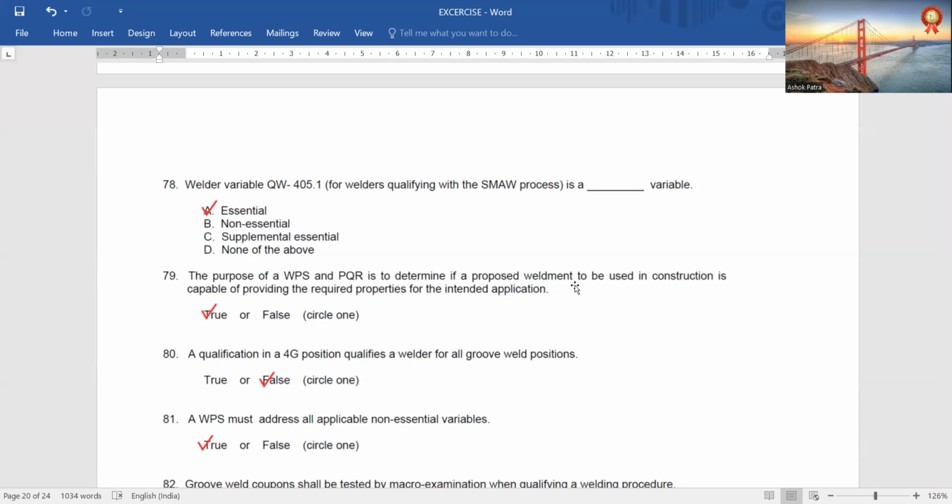A qualification in a 4G position qualifies a welder for all groove weld positions. No, false. That is overhead only. A WPS must address all applicable non-essential variables. True.